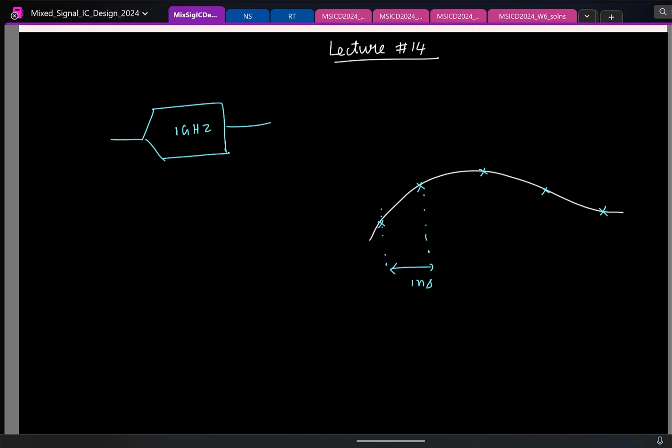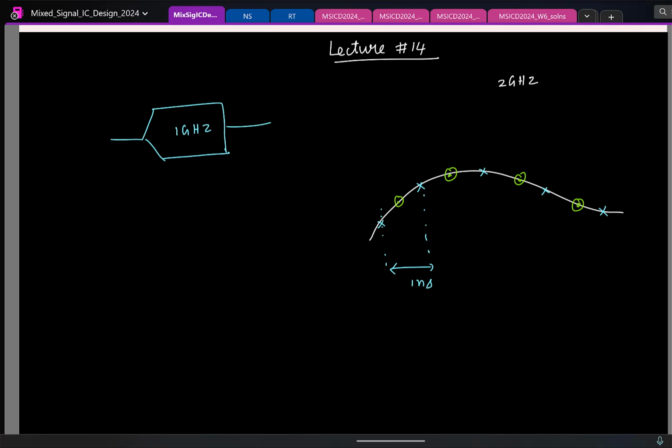Fine. But now let us say you want to increase the speed to 2 gigahertz. So which means in addition to these blue samples, I'll also have to take these samples. So how can you do this? I just have a flash ADC running at 1 gigahertz. It can only take samples with 1 nanosecond time resolution. So if I want to get 2 gigahertz sampling speed with just a 1 gigahertz flash ADC, what can you do?